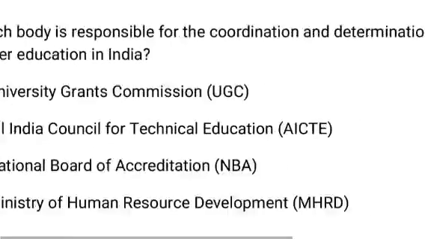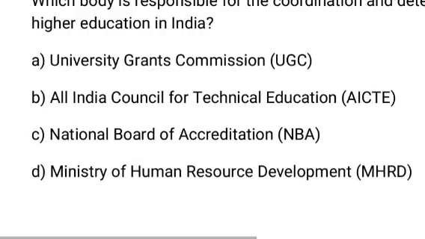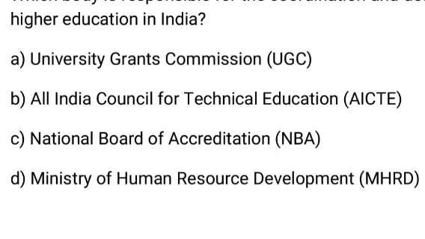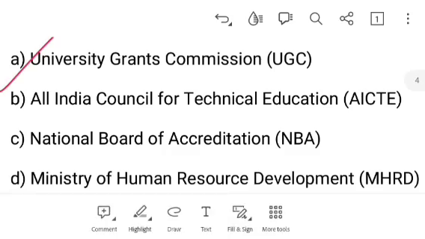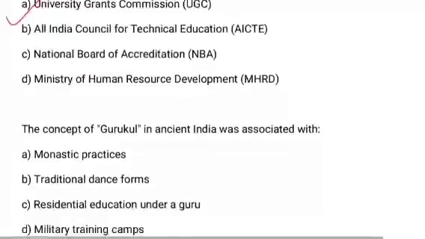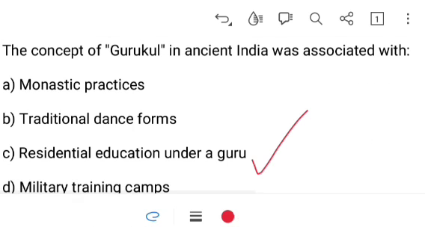Next, which body is responsible for the coordination and determination of standards in institutions of higher education in India? UGC, AICTE, NBA, MHRD. We all know it is the University Grants Commission. Next, the concept of Gurukul in ancient India was associated with what? Monastic practices, traditional dance forms, residential education under a guru, military training camps. So it will be residential education under a guru, Gurukul.